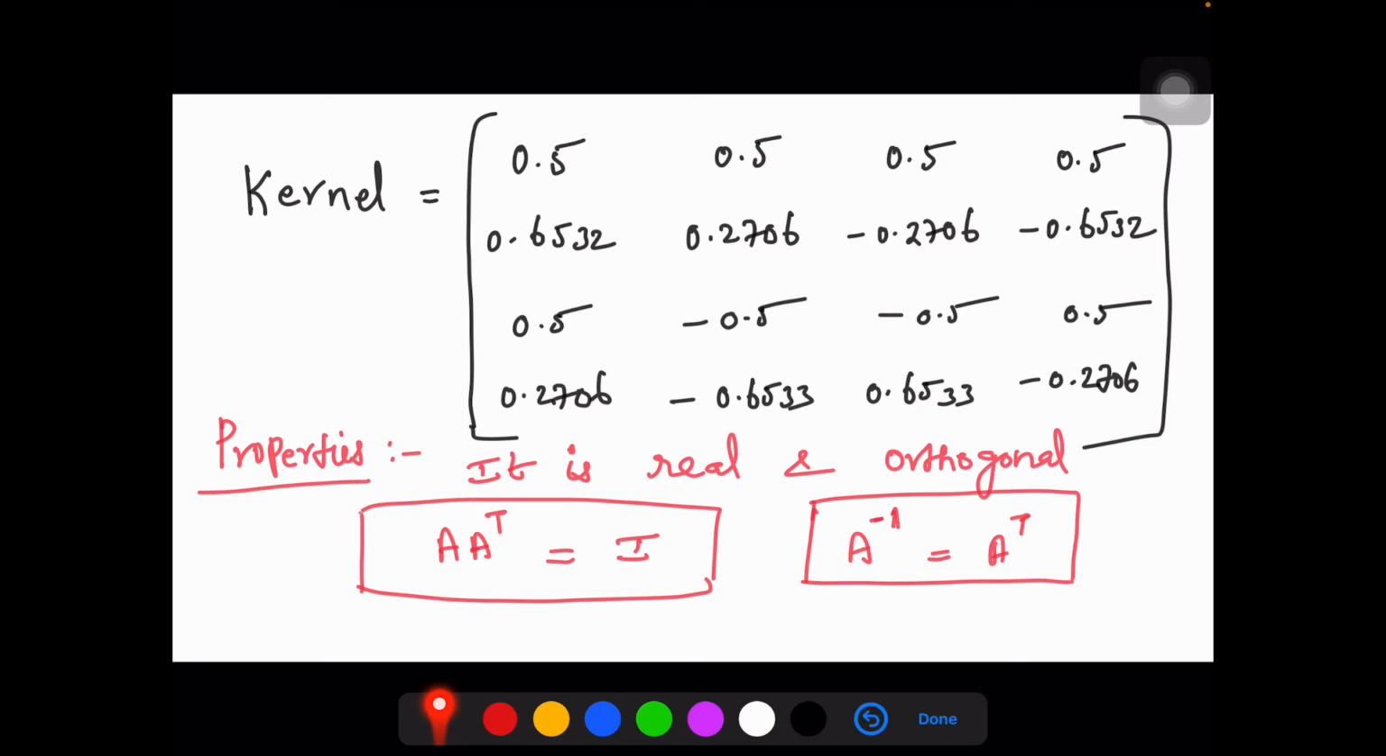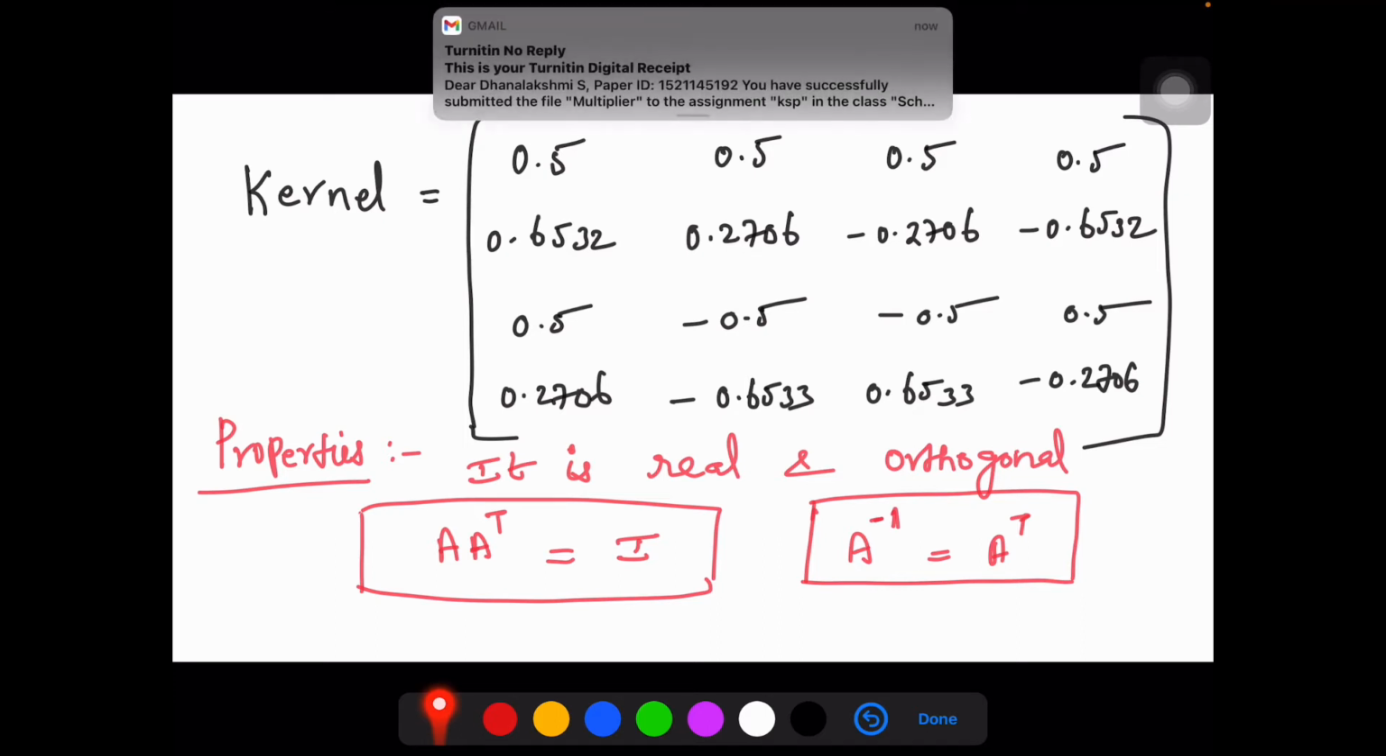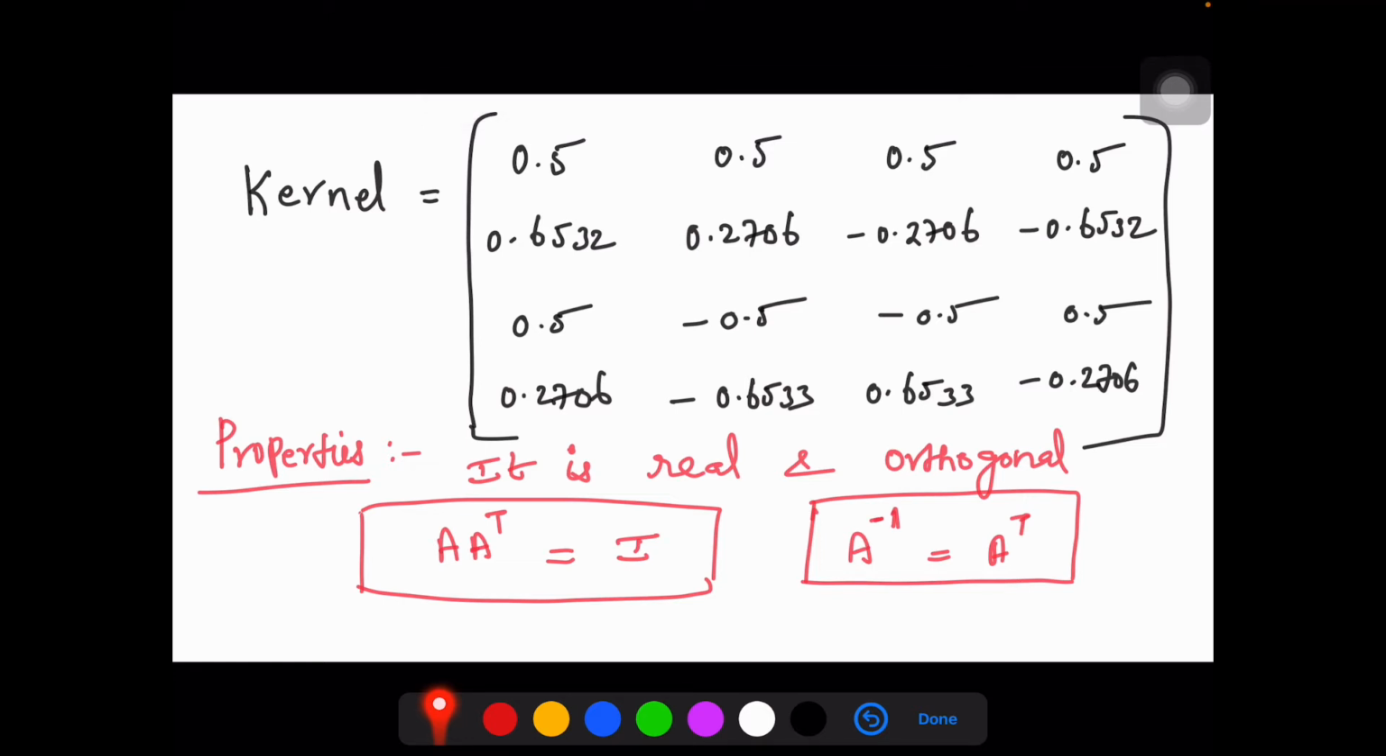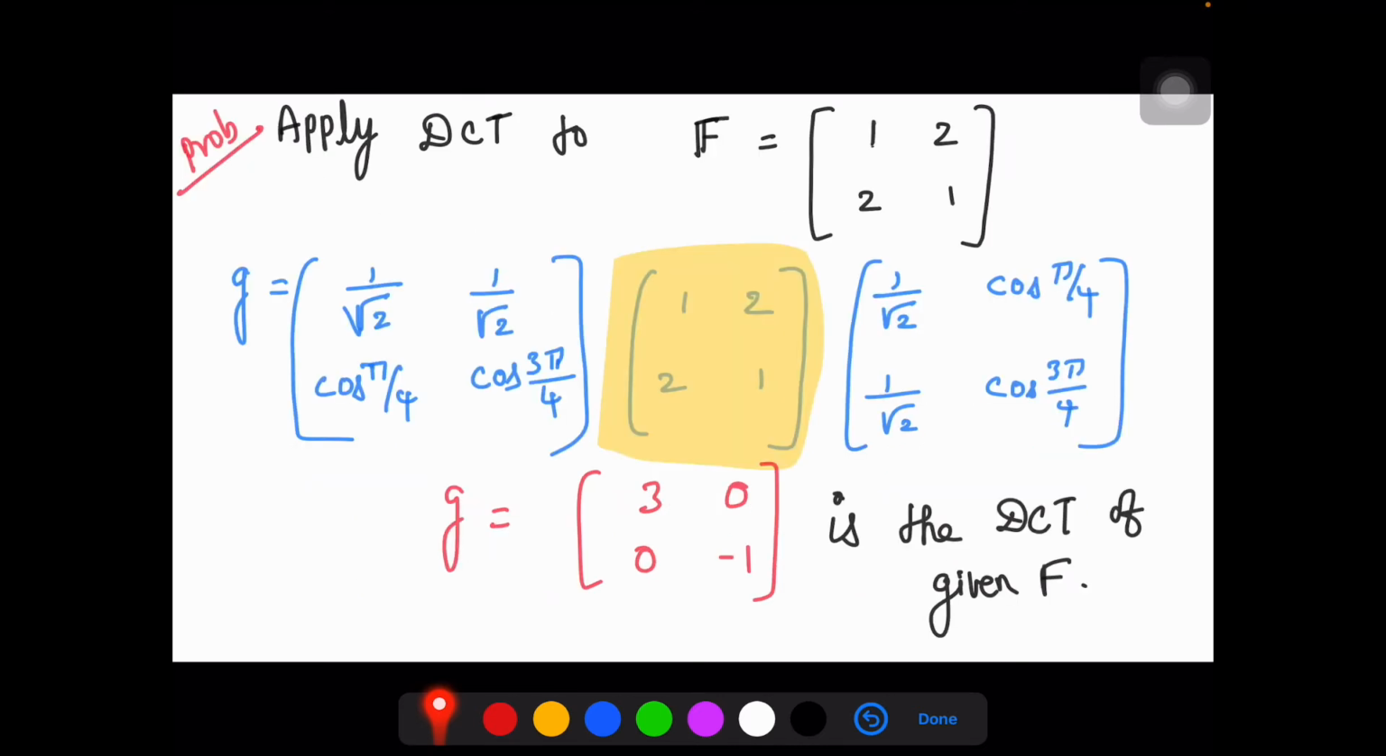So now we have to check whether this is real and orthogonal or not. To check for a real and orthogonal matrix, let's keep this as the A matrix. So A into A transpose is equal to the identity matrix. Just check whether we are getting this identity matrix. Otherwise, check whether A inverse is equal to A transpose. If those conditions are satisfied, then the above defined kernel is real and orthogonal.